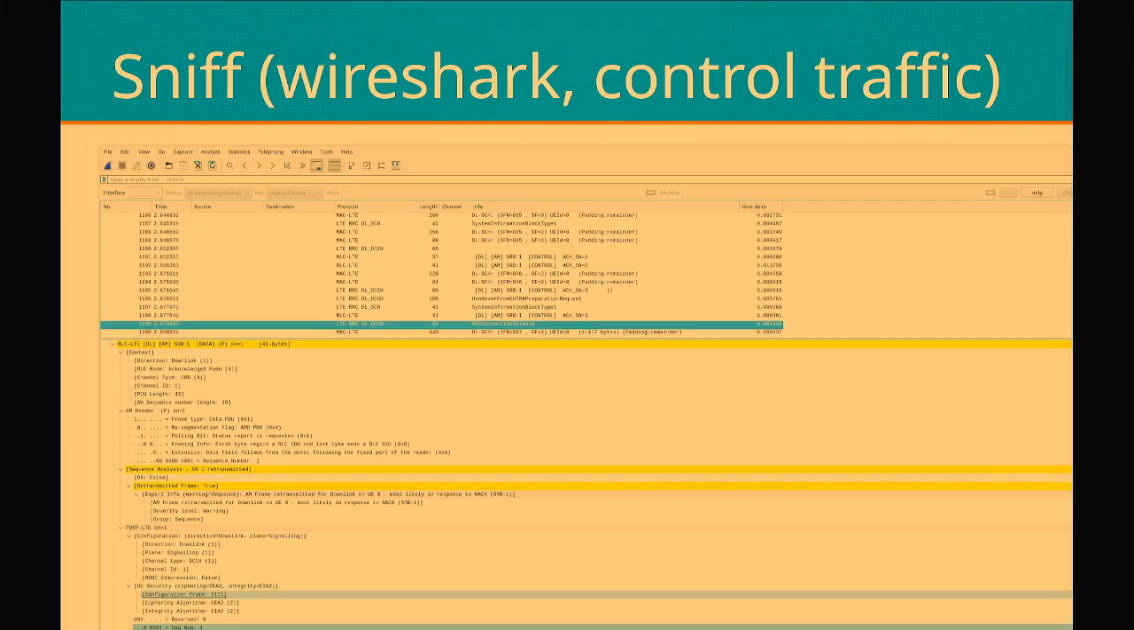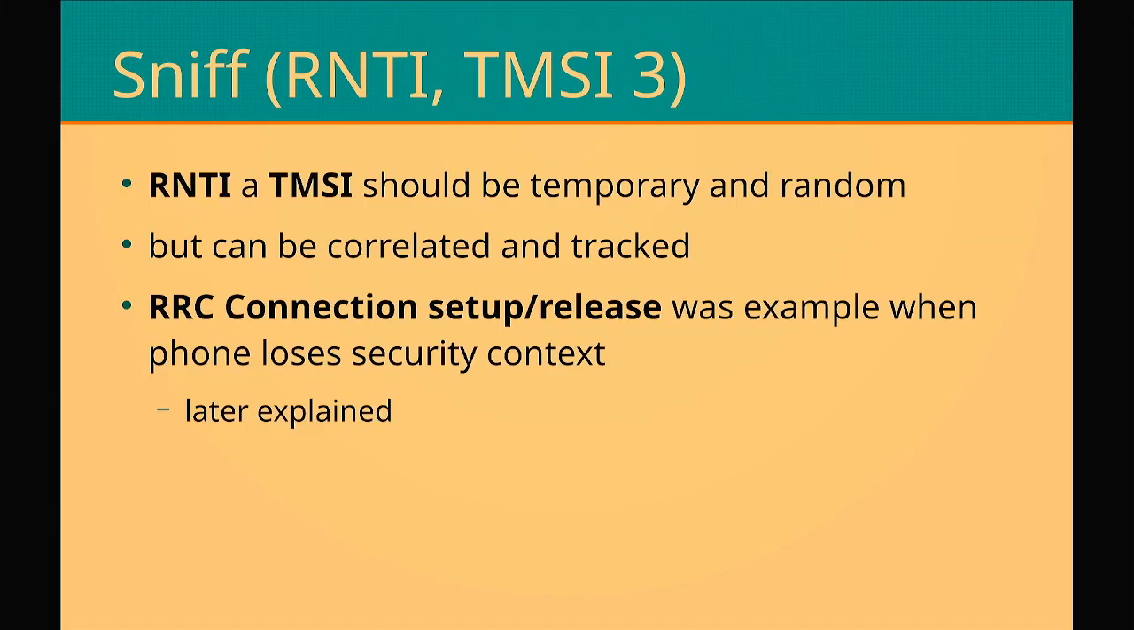And Wireshark, yeah, it's too small anyway. But you can see everything in Wireshark, but it's a lot of data. As I said, those two identifiers, RNTI and TMSI, should be temporary and random, but they are not really, they can be correlated and tracked. And when the phone disconnects from a base tower, it loses security context, and it's called RRC connection release. And when it tries to connect again, it's called RRC connection setup.